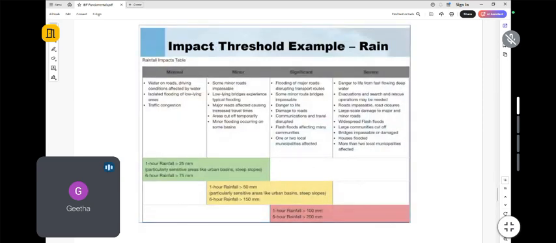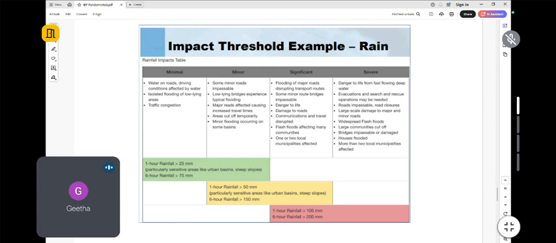So let us see. I'm just showing the impact threshold for rain. For minimal impact, what can we expect? Water on roads, driving conditions affected by water, isolated flooding in low-lying areas, traffic congestion may happen. And then minor: say, for example, 50 mm in 1 hour or 150 mm in 6 hours is expected. Then some minor roads cannot be used at all.